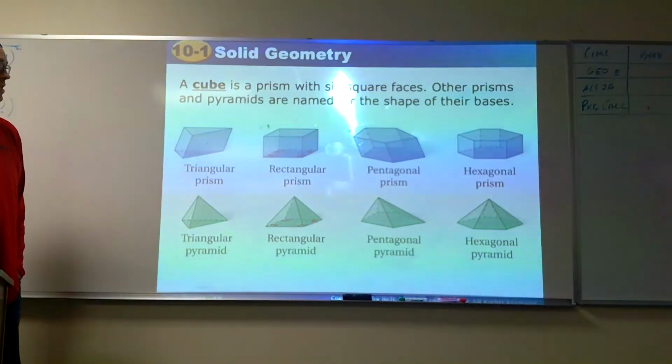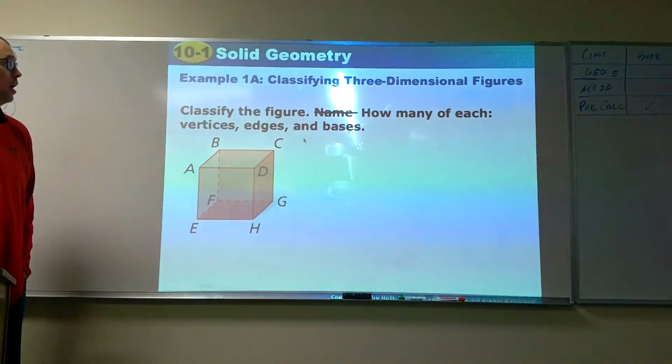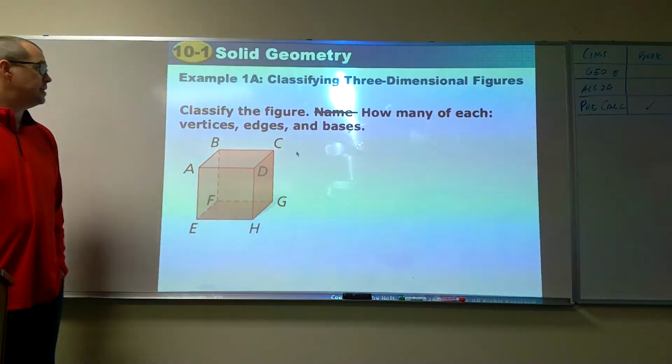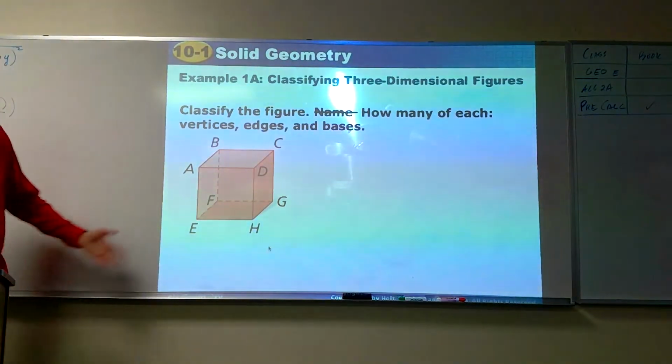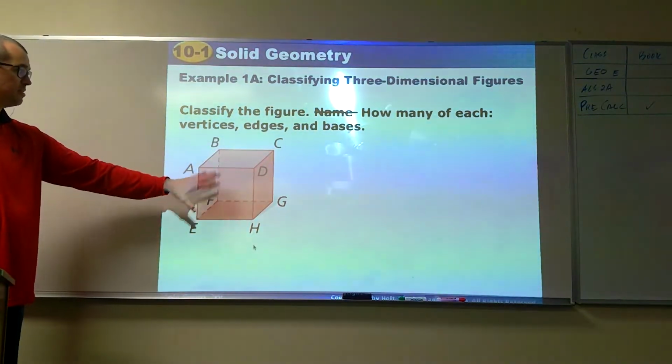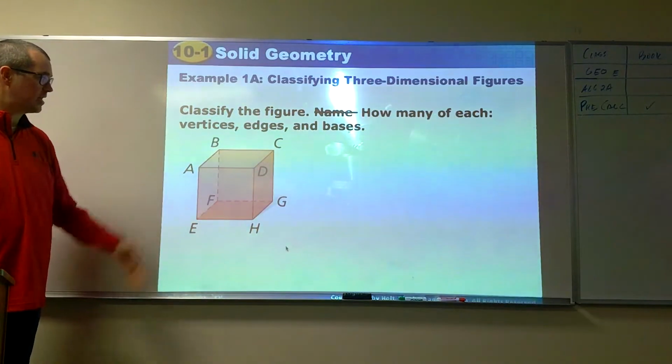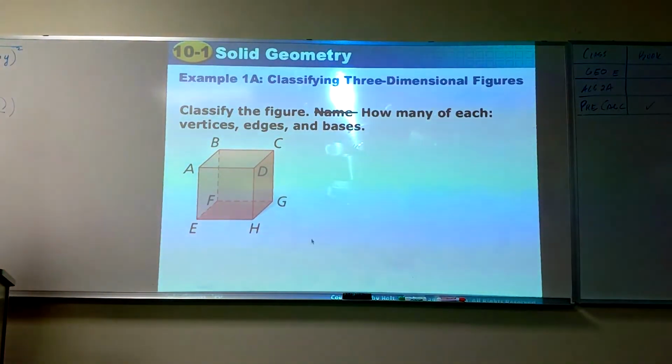So there's a whole bunch of different shapes. You can see a prism named by its base. Pyramid also named by its base, but it comes to a point. Okay? So prisms have two bases. Pyramids have one base, and go from there. All right, so what we're going to do when I ask you to do these is classify the figure. Well, I look at this and I can see it is a prism. It is a square/rectangular prism, kind of hard to tell.